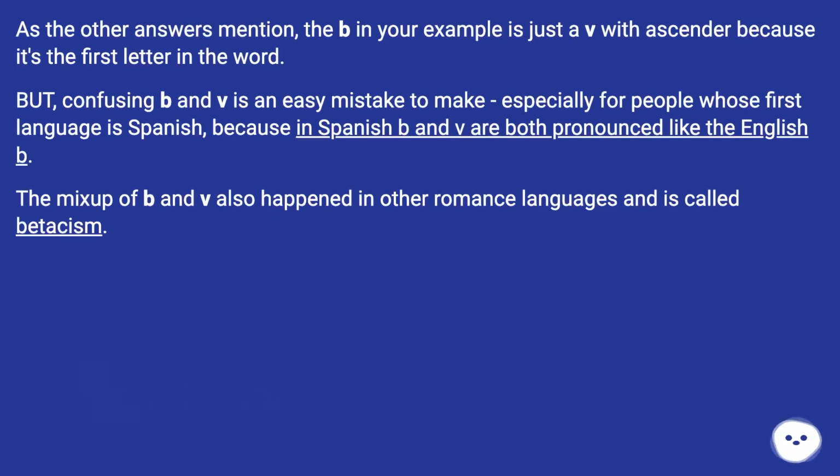As the other answers mention, the B in your example is just a V with ascender because it's the first letter in the word. But confusing B and V is an easy mistake to make, especially for people whose first language is Spanish, because in Spanish B and V are both pronounced like the English B. The mix-up of B and V also happened in other Romance languages and is called betacism.